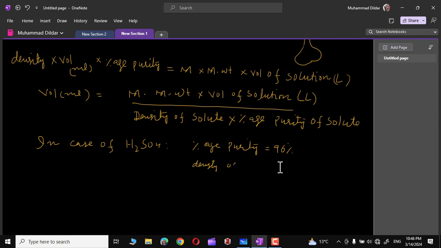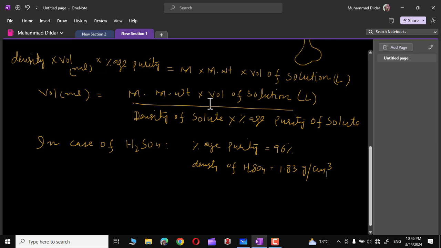And density of H2SO4 is 1.83 gram per centimeter cube. You must also check this particular value on the label of the bottle as well. Now let's put in all these values into this equation to calculate the volume that needs to be taken out for the preparation of 0.1 molar solution. I have already done this in our last video, but let me do it quickly over here as well.